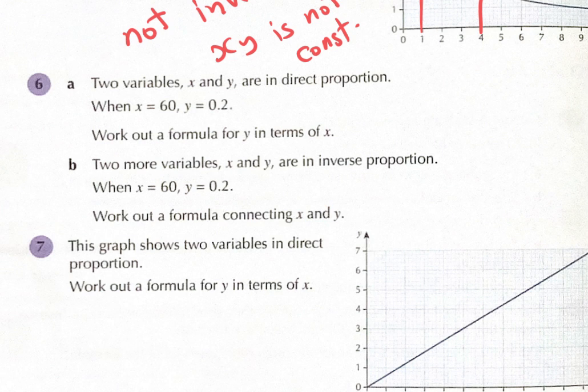Number 6. Two variables x and y are in direct proportion. When x equals 60, y equals 0.2. Work out the formula for y in terms of x. I need y in terms of x.